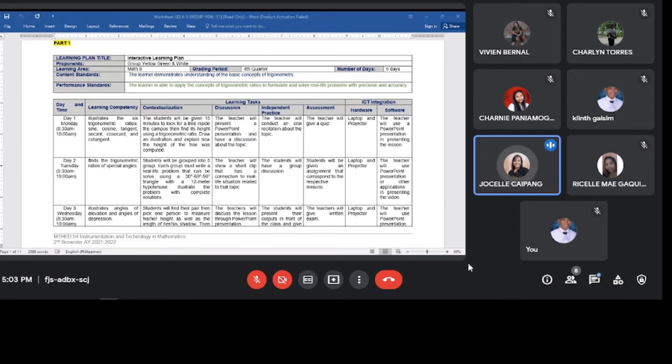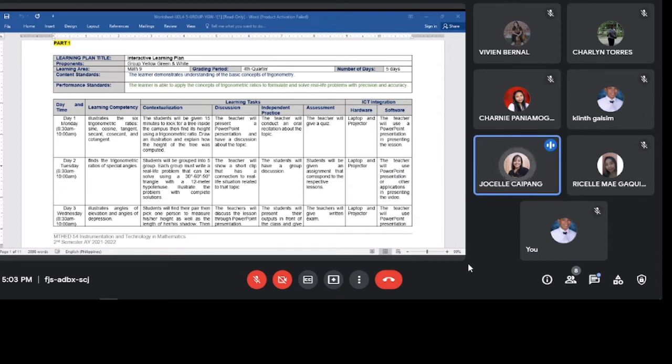So for day one, which is Monday from 8:30 to 10 a.m., the learning competency is illustrating the six trigonometric ratios: sine, cosine, tangent, secant, cosecant, and cotangent. For the contextualizations, the students will be given 15 minutes to look for a tree inside the campus to find its height using a trigonometric ratio. Draw an illustration and explain how the height of the tree was computed.